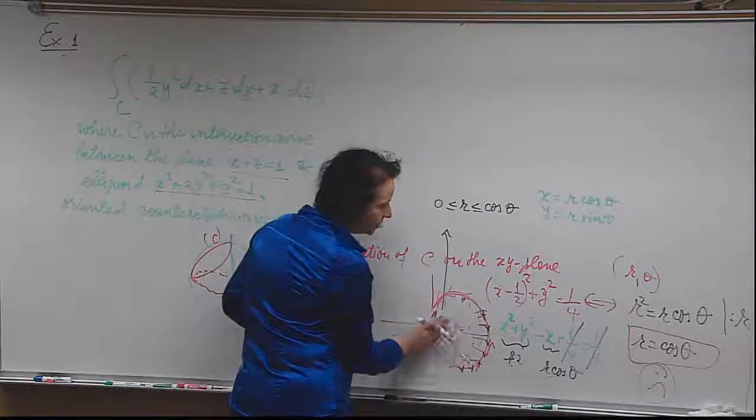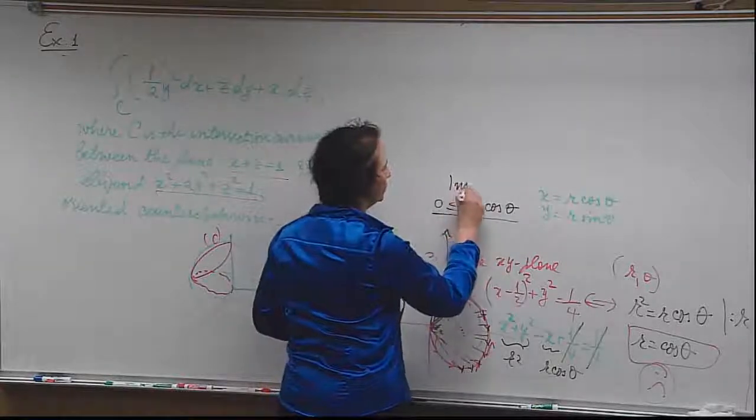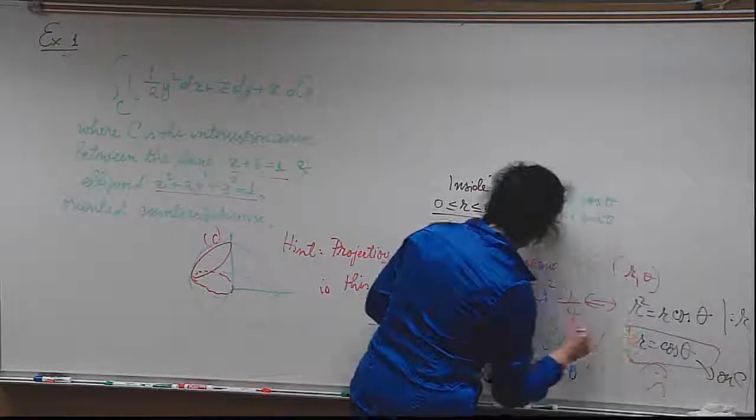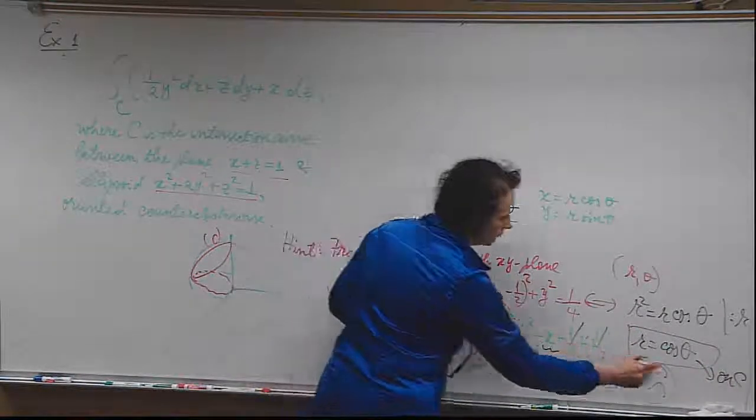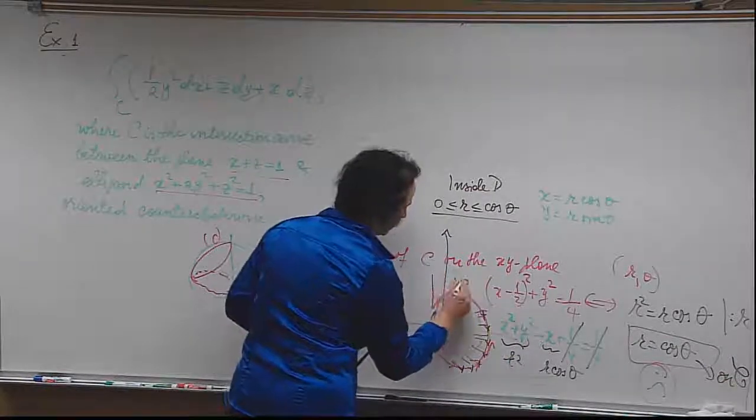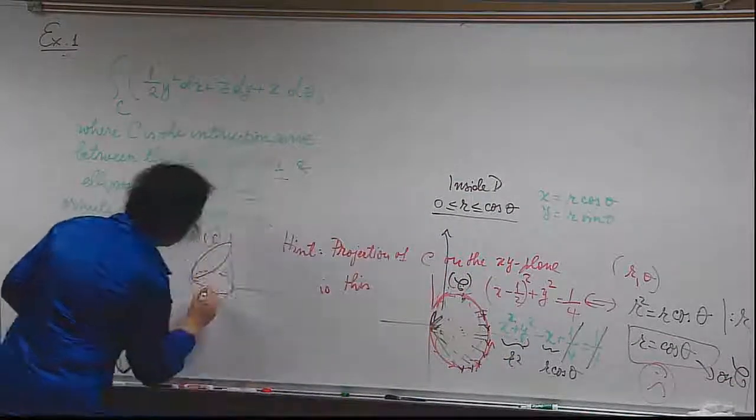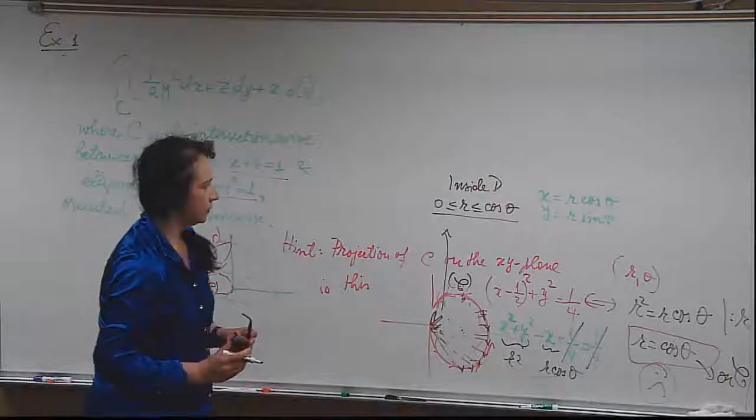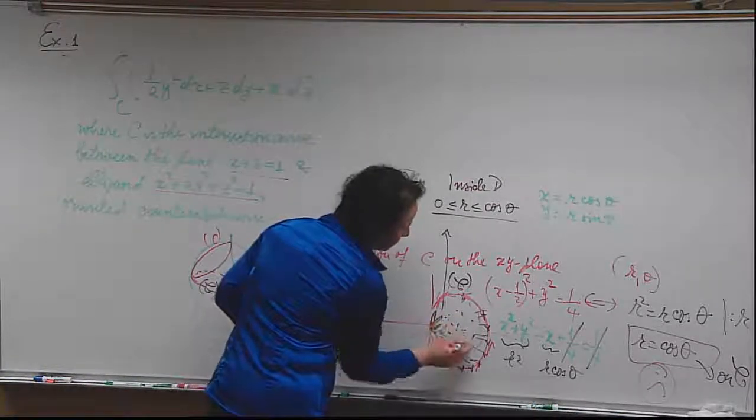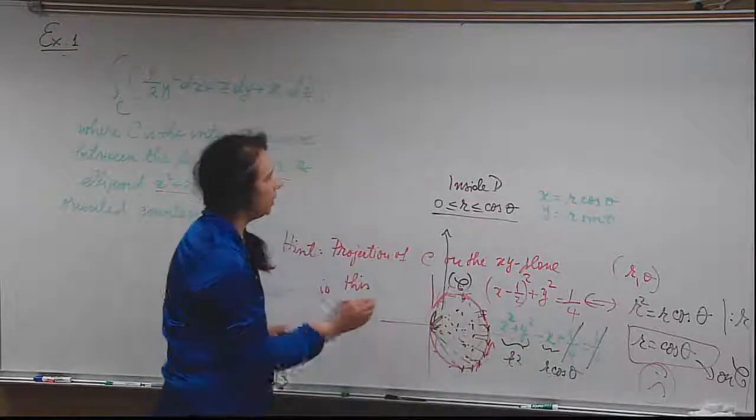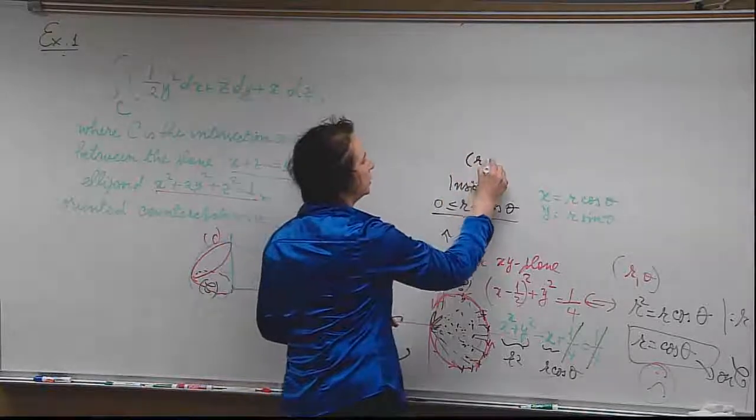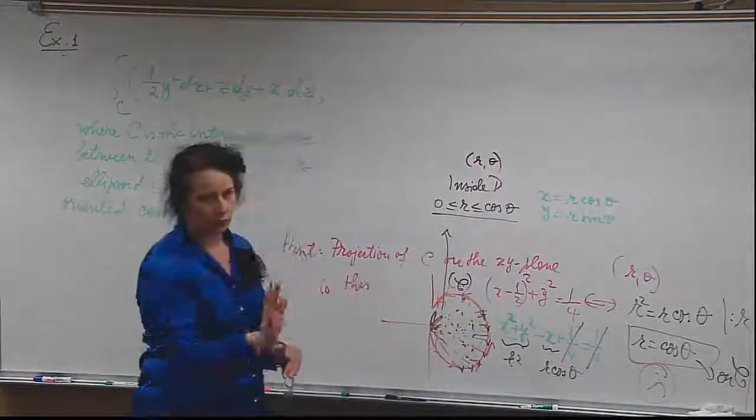The points inside the domain, and this is on the circle, on C. This is the circle, let's call it C, round like that. So the points inside have what property? That their r is between 0 and cosine theta. If I take r and theta with this property, I should be able to get all the domain.